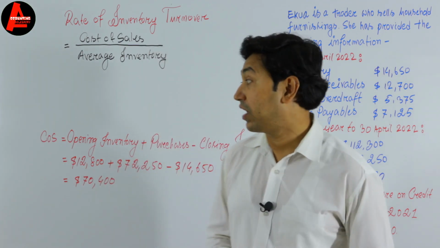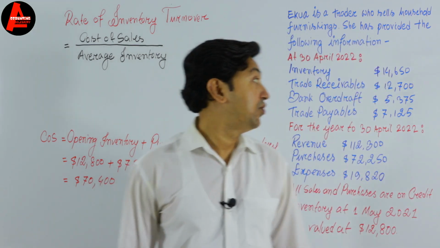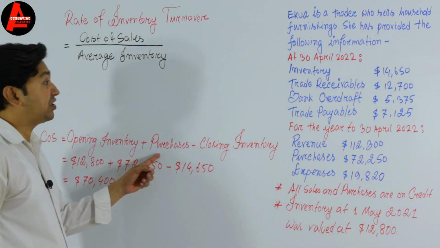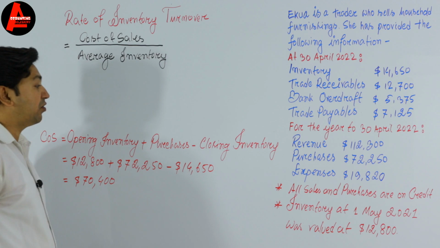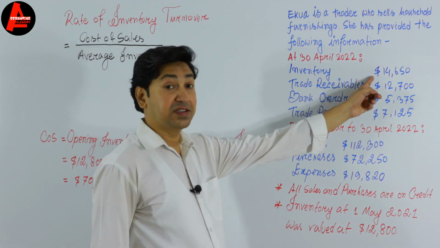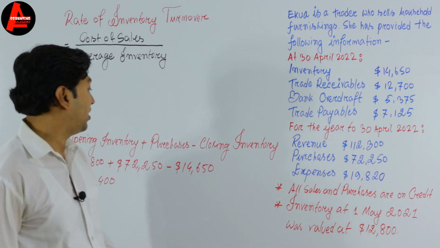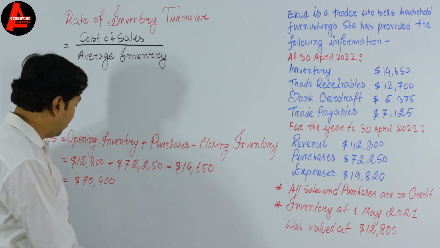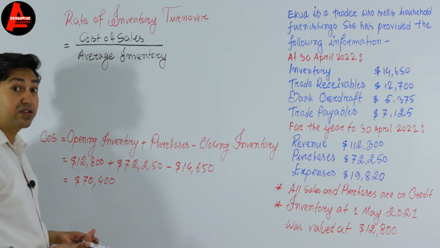Okay, so now here we calculated cost of sales. Here we wrote opening inventory, which is $12,800. Okay, we added purchases, which is $72,250. Okay, then we subtracted closing inventory, which is $14,650. It is the closing inventory at the end of the financial year. Okay, so if we add these two amounts and then subtract $14,650, we get $70,400. This is our cost of sales.